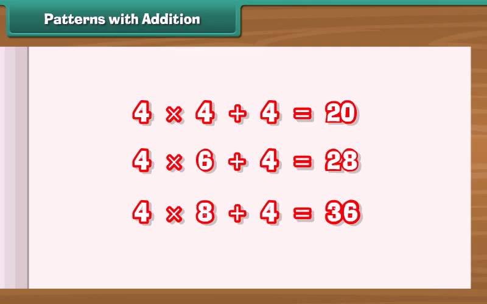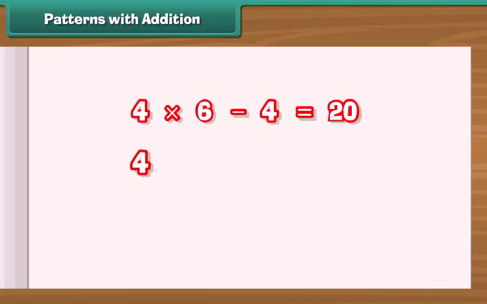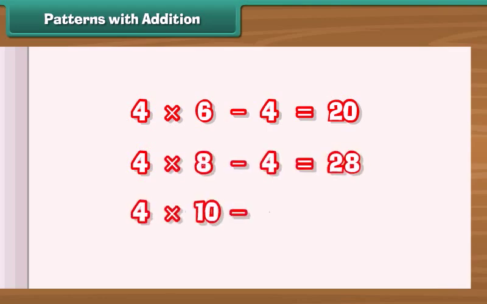There is one more interesting fact. Each sum is 4 less than 4 times the third term. 4 into 6 minus 4 is 20. 4 into 8 minus 4 is 28. 4 into 10 minus 4 is 36.